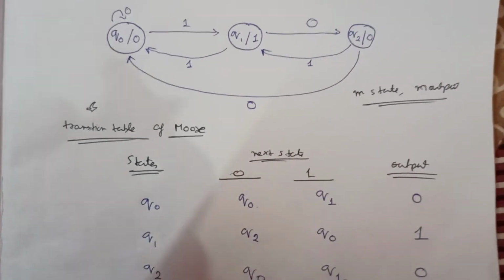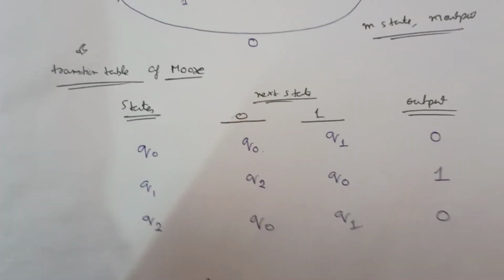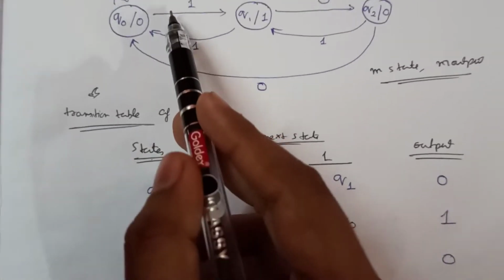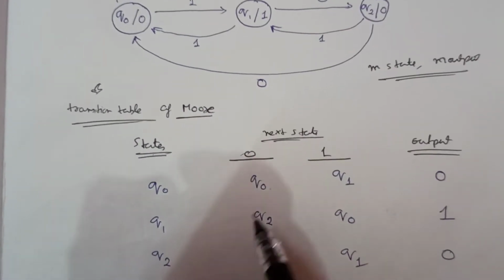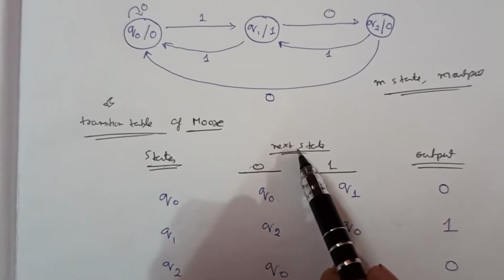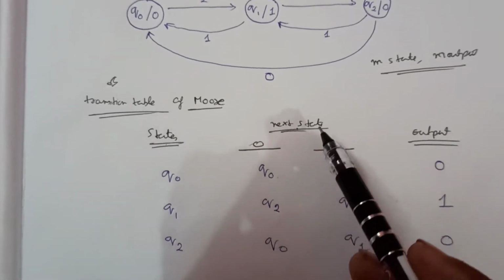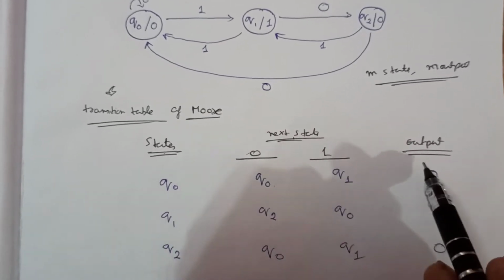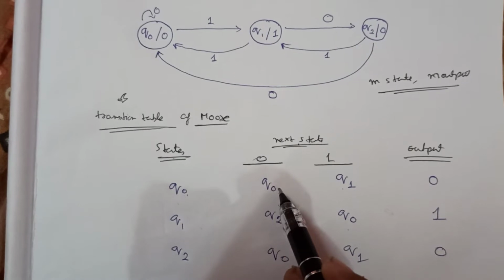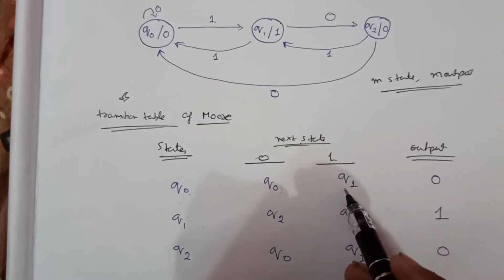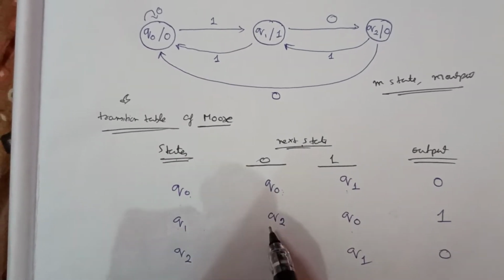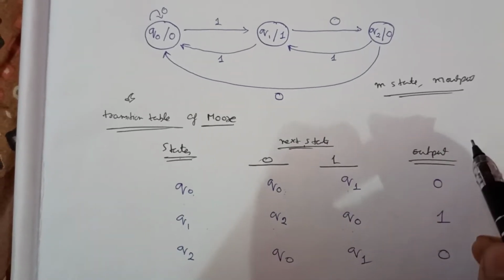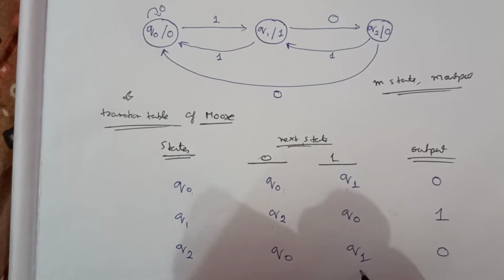So let's see the transition table of the Moore machine. For states there will be three states, Q0, Q1 and Q2, and there are next states. For 0 there are different next states, and for 1 there are different next states, and there is only one output for each state. Q0, if it receives 0 it remains in Q0, and for 1 it goes to Q1. Q1 for 0 goes to Q2, and for 1 goes to Q0, and Q2 for 0 goes to Q0, and for 1 it goes to Q1.